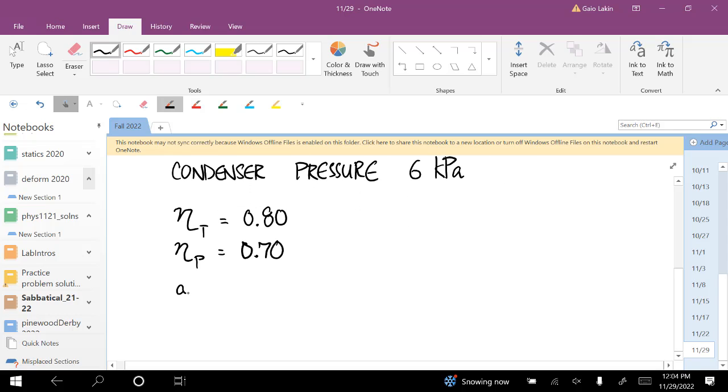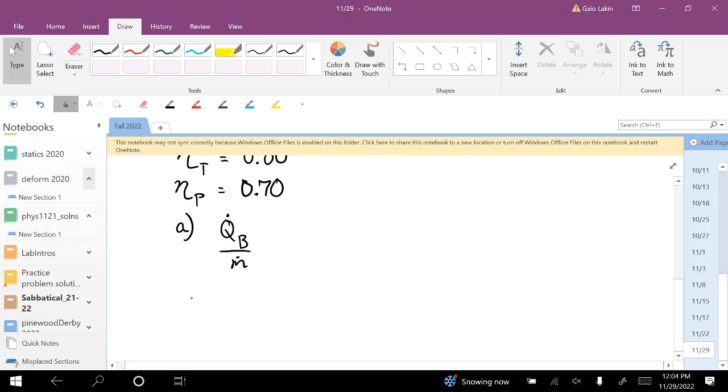And we want to figure out a few things. So we want to figure out the rate of, well, I'll just write it as Q dot for the boiler over the mass flow rate. I have it as sub B because that's what I've always called it, but this is a superheated vapor going into the turbine, so that's actually a steam generator. And then the thermal efficiency.